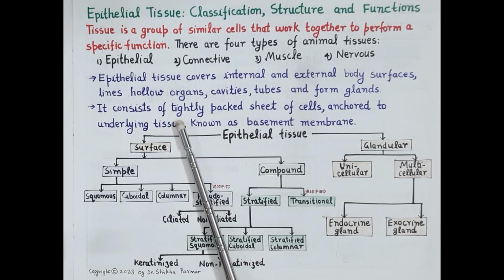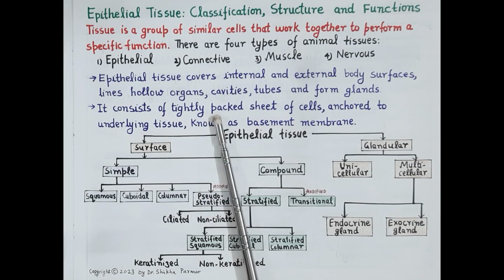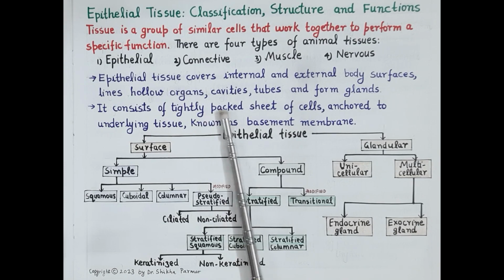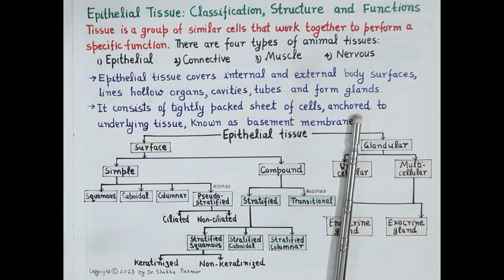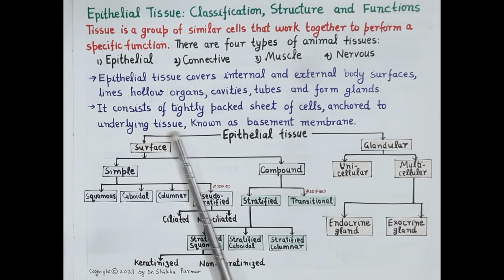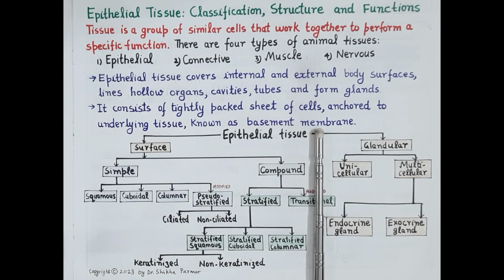Now another very important characteristic feature of epithelial tissue is that it consists of tightly packed cells so that it looks like a sheet of cells. Epithelial tissue looks like a sheet of cells and these cells remain anchored or attached to an underlying tissue which is known as the basement membrane.